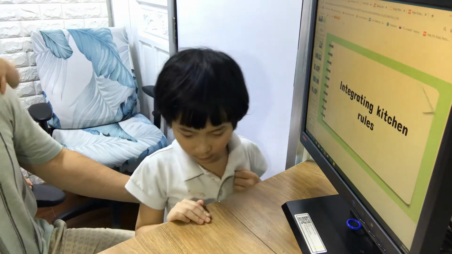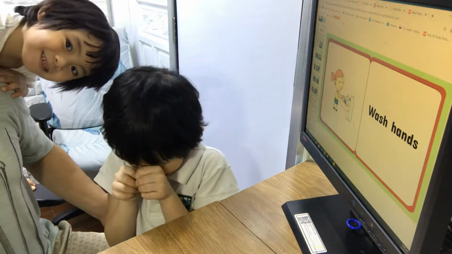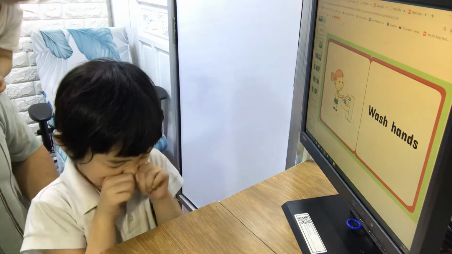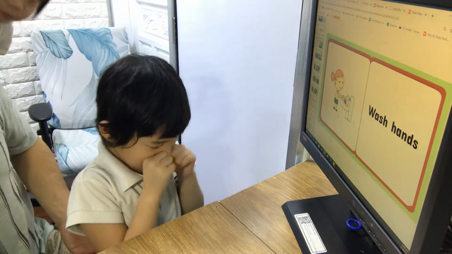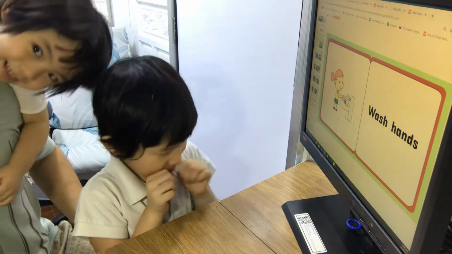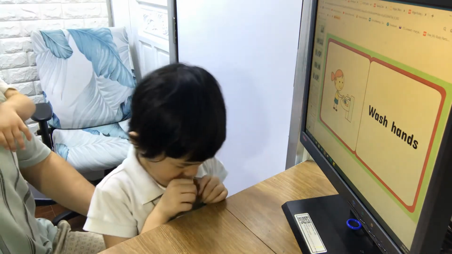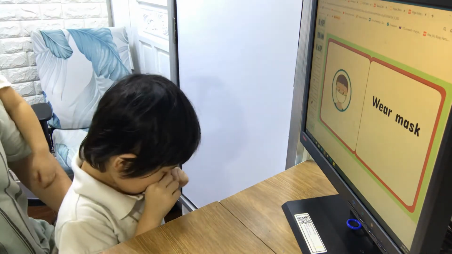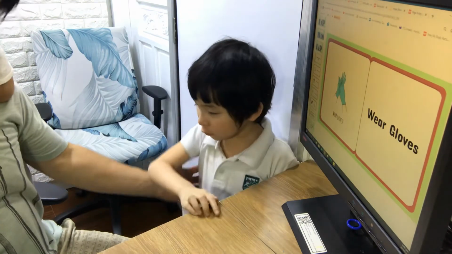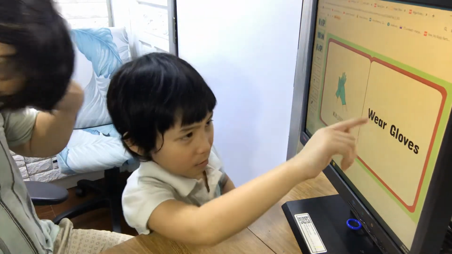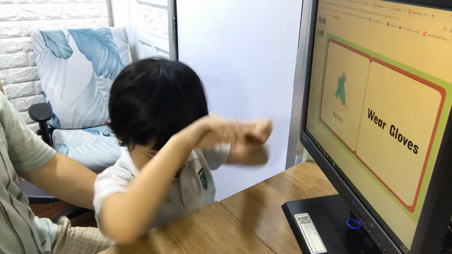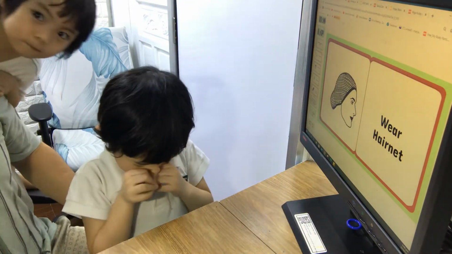There are some rules in the kitchen. First, you wash your hands. Can you point the washing of hands? Wash hands, Kuya. Point the wash of hands, Kuya Marcos. Then, wearing of mask. Then, wear gloves. Then, wear hairnet.